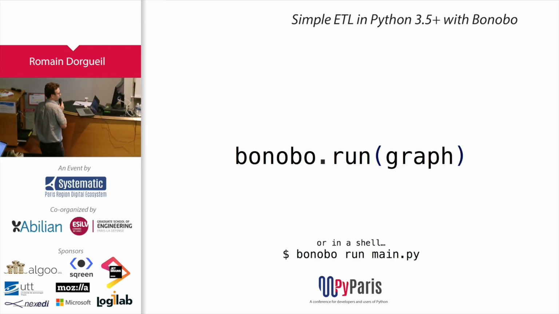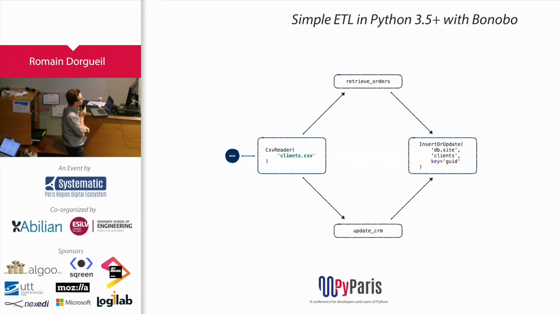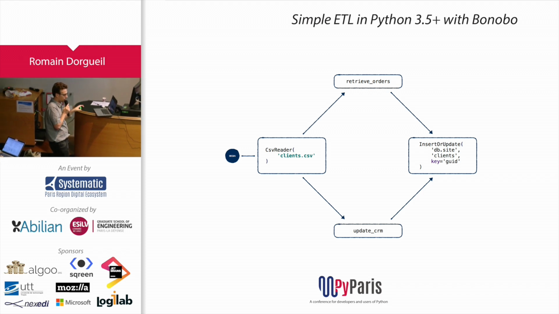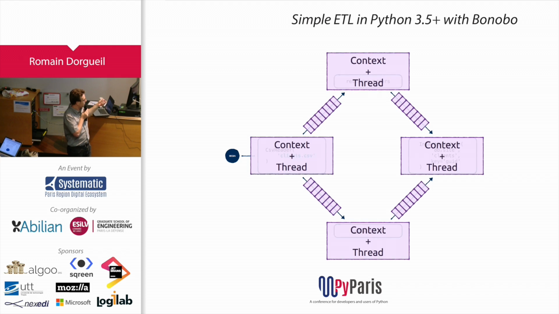When you run this graph, or in a shell with bonobo run main.py, for example, the bonobo.run method is creating an executor which has a strategy object which chooses how the nodes should be run. By default it uses, and I think it's the only one available today, a thread pool to execute every node.